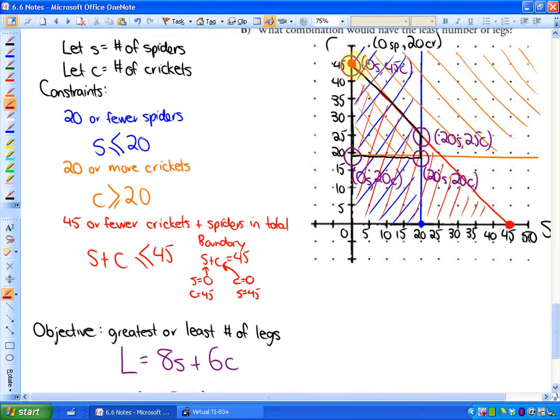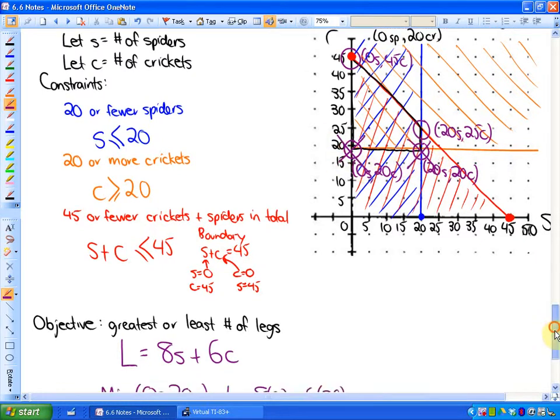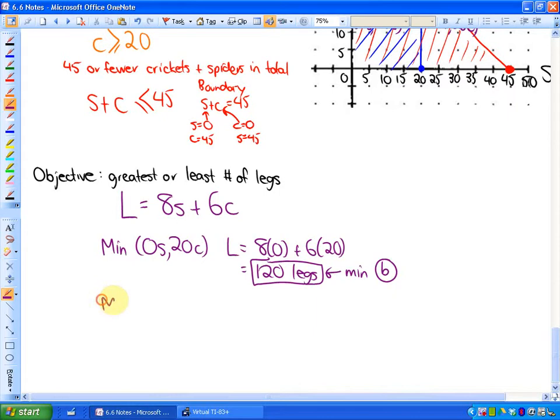Well, it's definitely going to be one of these 2 points where there's 45 insects, and you could use your common sense. 20 spiders and 25 crickets will have more legs than just 45 crickets, because spiders have more legs than crickets. But we know it's definitely not this point. It's not this point. You could test both if you'd like to. So we could ask ourselves which one is going to be a maximum. Is it going to be 0 spiders and 45 crickets? Well, the number of legs there would be 8 times 0 plus 6 times 45.